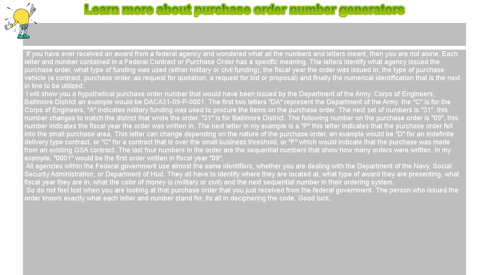All agencies within the federal government use almost the same identifiers, whether you are dealing with the Department of the Navy, Social Security Administration, or Department of HUD. They all have to identify where they are located, what type of award they are presenting, what fiscal year they are in, what the color of money is, military or civil, and the next sequential number in their ordering system.